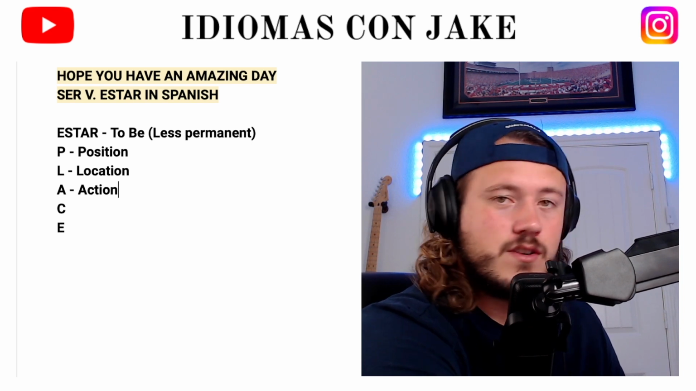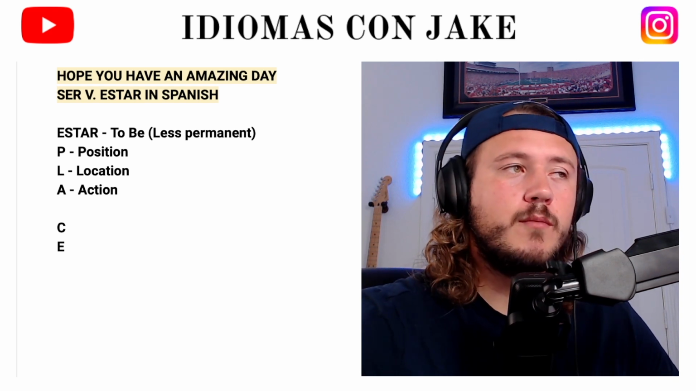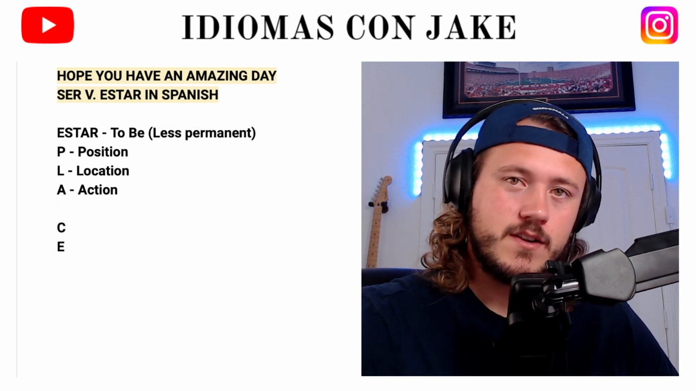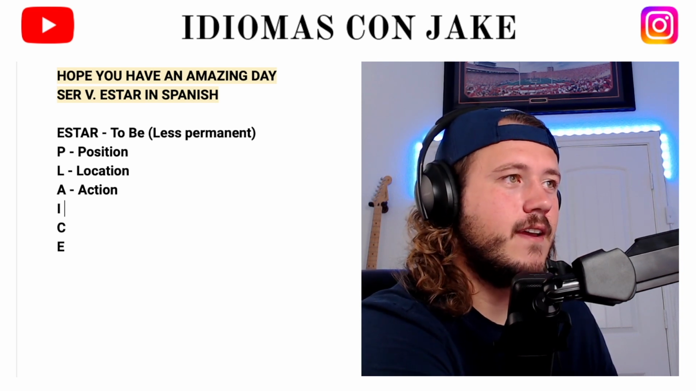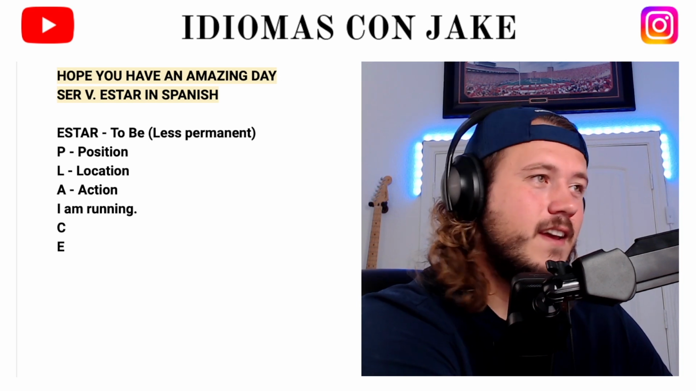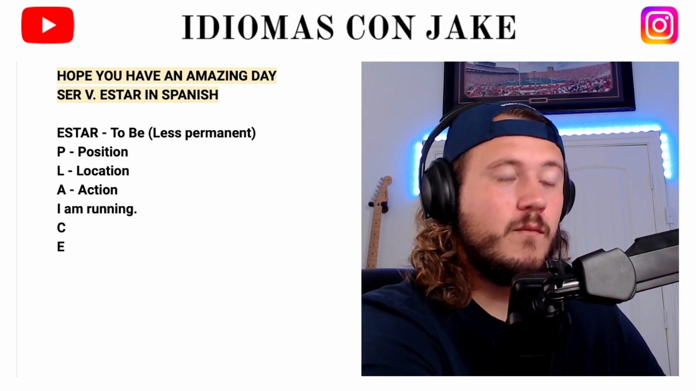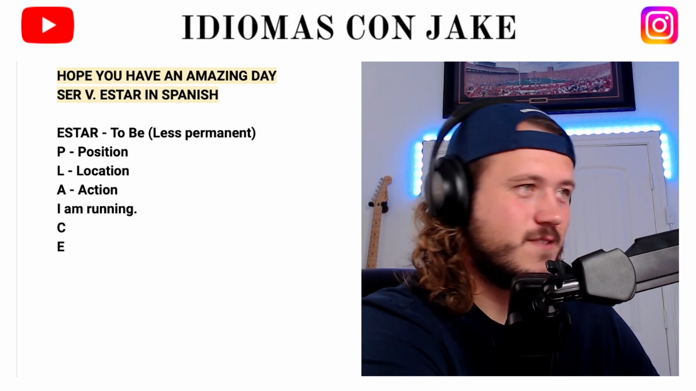A is for action. Action is a little bit ahead of the verbal forms that we were talking about in Spanish too, but I'll discuss it anyway. This will be something like, I am running. I'm running right now. I'm not going to permanently be running. I may hopefully quit in 10 to 20 minutes, right? I will be done running.